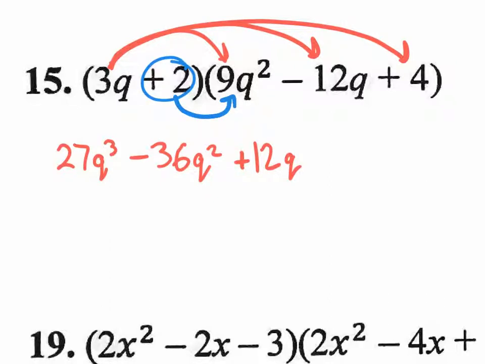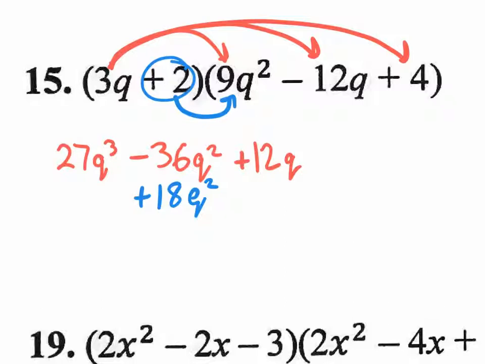What do I get? 18q squared, right? So where am I going to write that? I could technically go 18q squared, but it's better to do it under where? The 36q squared, right? So let's put the positive 18q squared right under it. That way we know we're going to combine those q squared terms.